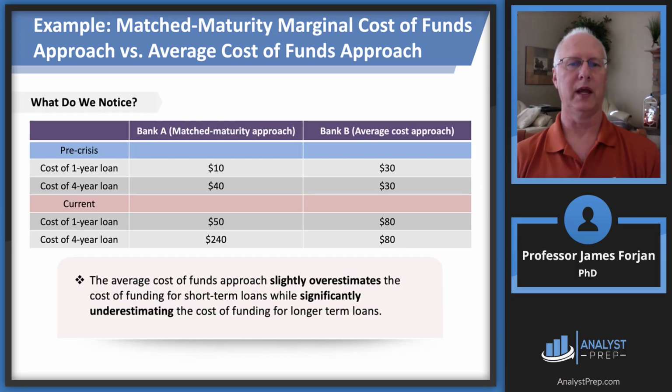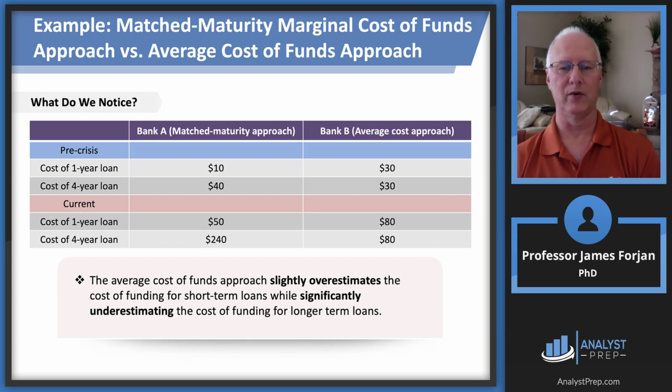So here is a beautiful summary table between these two approaches. So look at this. So for the 1-year loan and the 4-year loan, we got 10 and 40 and 30 and 30. I'm just looking at the top of the table. So what kind of a conclusion can we make? The average cost of funds approach slightly overstates the cost of funding for short-term loans, right? It slightly overstates it, right?